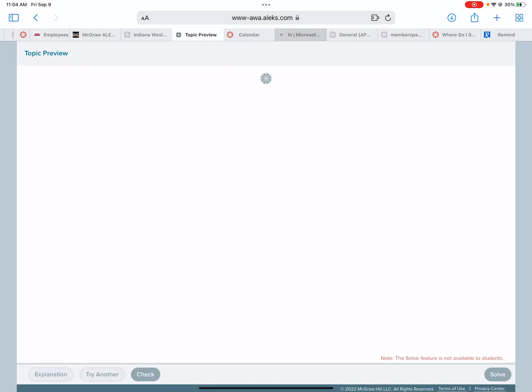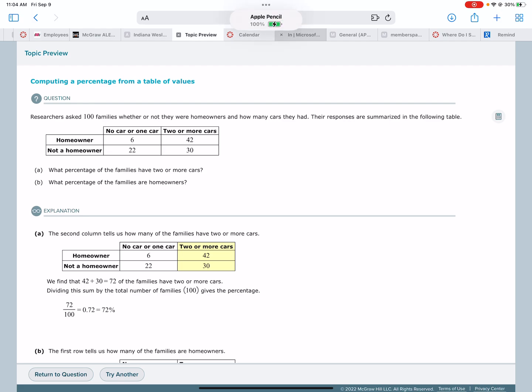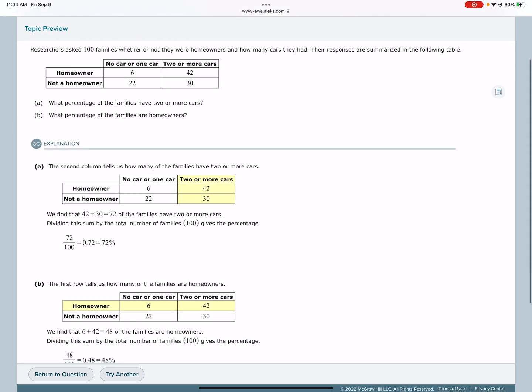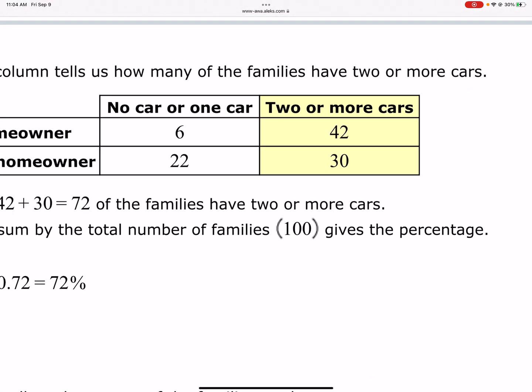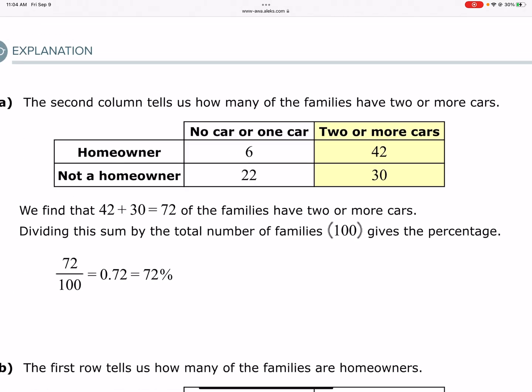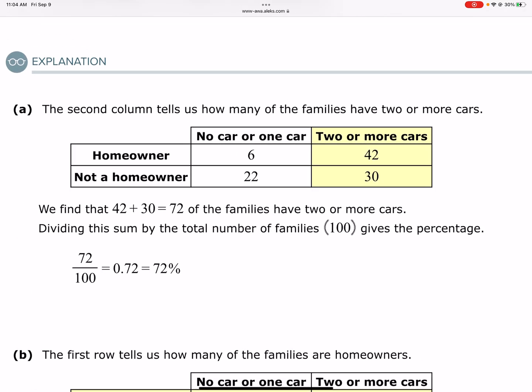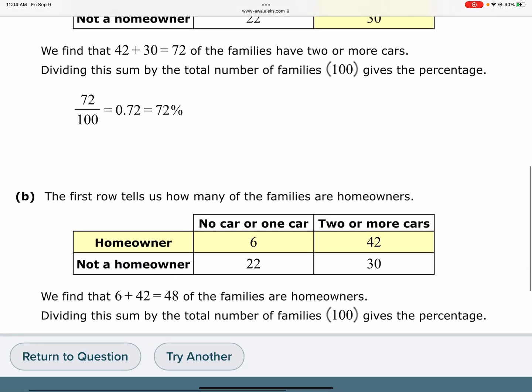Okay, this one here, you just follow the question. It's a reading question. You have to just follow it really well. This one says, what percentage of the families, so of the families, how many families are there? 100. The fact that I said of the families means that's your denominator. So what percentage of the families have 2 or more cars? So the only part that I'm interested in here is 2 or more cars. So 42 plus 30 is 72, and it's out of 100, and 72 divided by 100 is 72%.